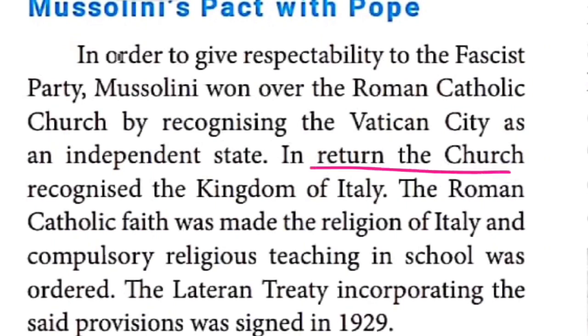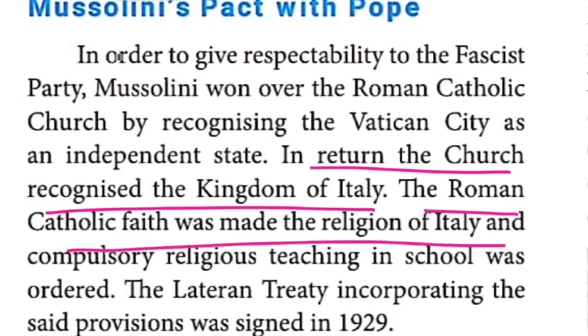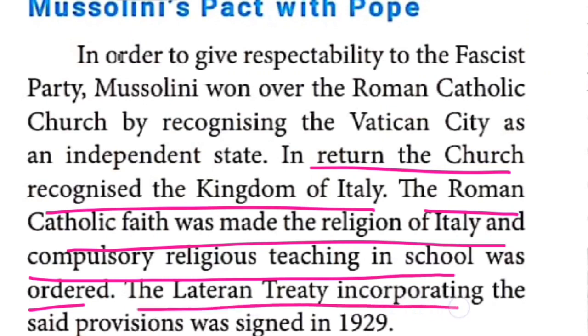In return, the church recognized the kingdom of Italy. The Roman Catholic faith was made the religion of Italy. Afterwards, the people of Italy started to follow which religion? Christianity. And compulsory religious teaching in schools was ordered. So Catholic religion was taught in the schools also. The Lateran Treaty incorporating the said provisions was signed in the year 1929.